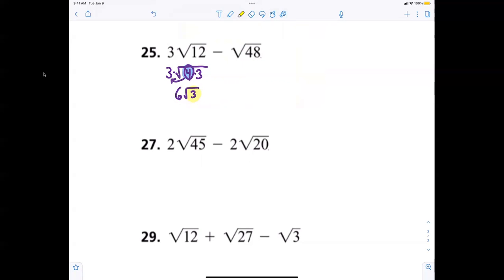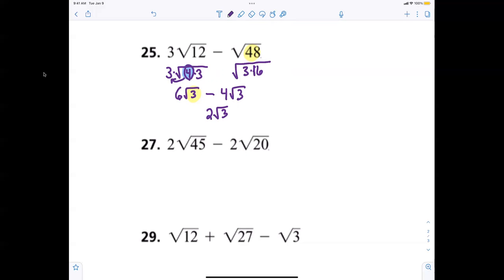So then you can do on your calculator, if you don't know 16 times 3 is 48, you can just do 48 divided by 3. And wow, that's nice because 16 is a perfect square. So now you should be able to say, and I'm breaking this down for people who don't know, that's 3 times 16. And then what's the square root of 16? 4. So this is 6 radical 3 minus 4 radical 3. And obviously now that is 2 radical 3.